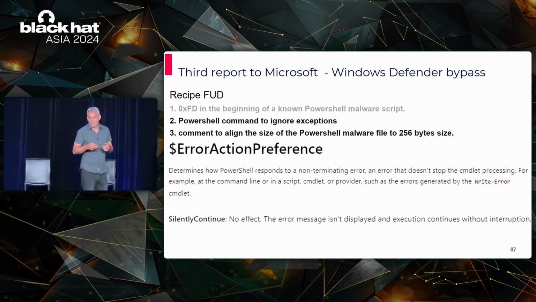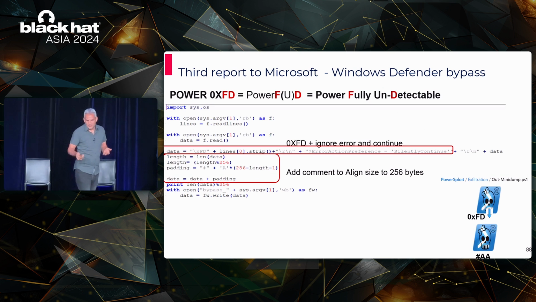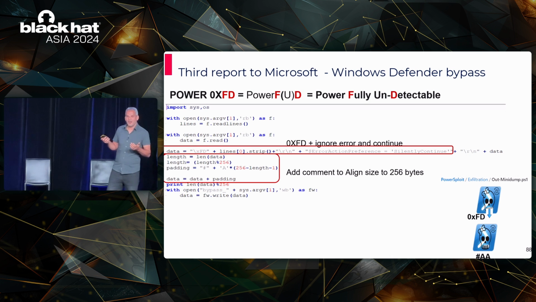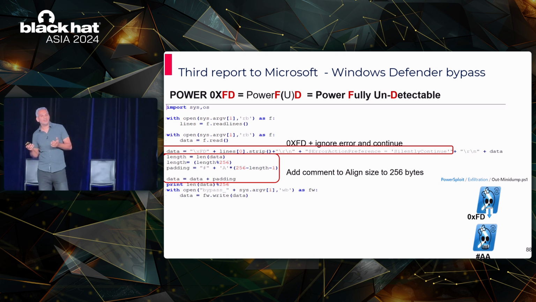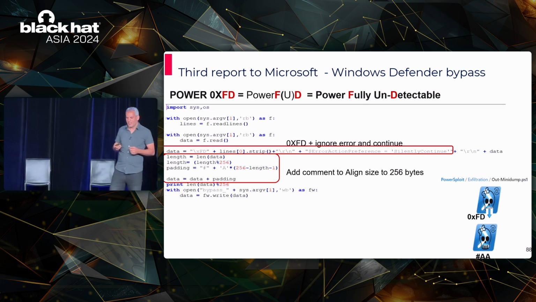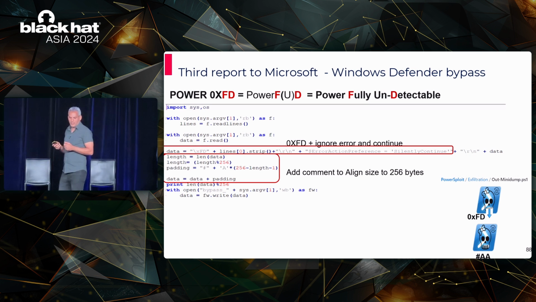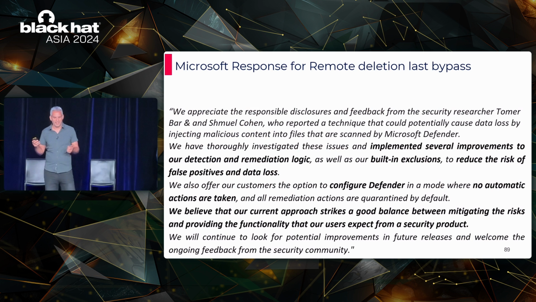And we also added a comment to align the size of the PowerShell script to 256, and a comment can be any size, all right? So please meet PowerFD, our tool. The FD gives the malicious PowerShell superpowers to bypass Defender. FUD is also fully undetectable, so it's funny. And it's only 17 lines of code. So you can see all of the 3 steps that we implemented to bypass the patch and make any PowerShell script become fully undetectable. Nice, right?